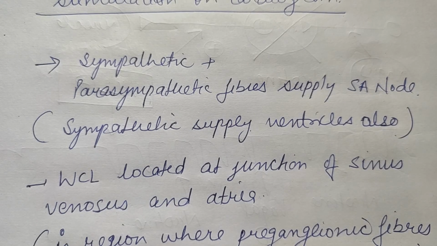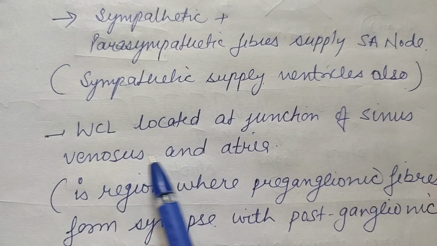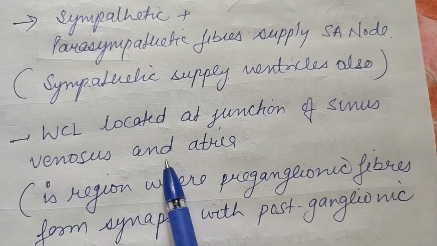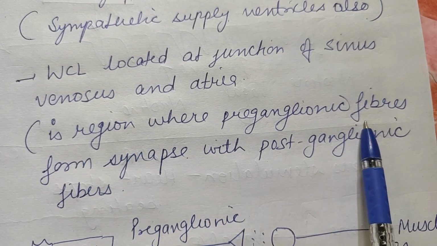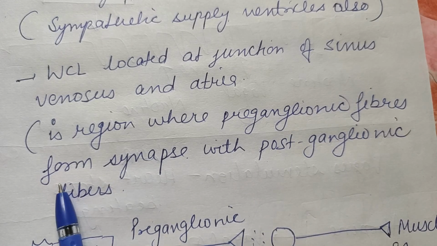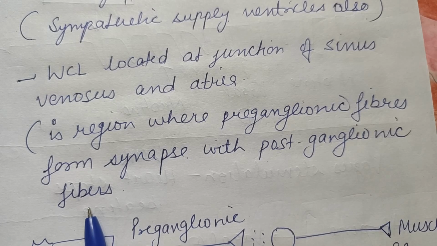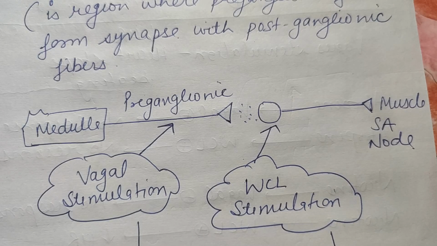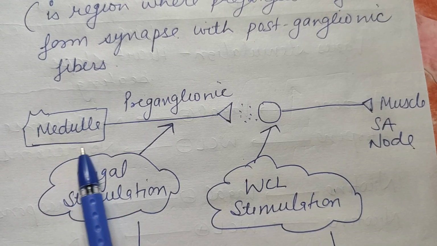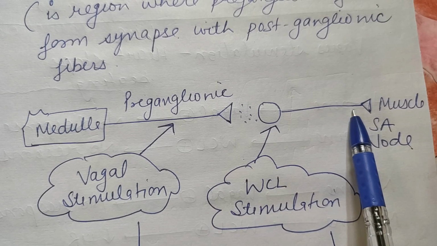What is important is that sympathetic fibers also supply the ventricles, not the parasympathetic ones. And what is WCL? WCL is the white crescentic line, which is located at the junction of sinus venosus and atria. This is the region where all the preganglionic fibers of the vagus synapse on postganglionic fibers. So this point should be clear to you. Now, to understand the concept, this experiment shows that preganglionic fibers are synapsing in a ganglion, and then postganglionic fibers are there.